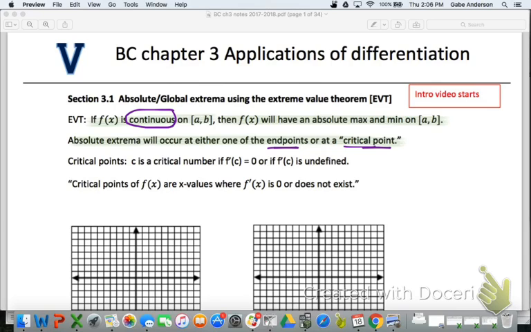I'll use those terms interchangeably. C is a critical number or a critical point if f prime of c equals 0, or if f prime of c is undefined or does not exist. As you guys know, f prime of c equals 0 is where you have a horizontal tangent line. f prime of c being undefined has a number of reasons, one of which could be one of those sharp points or cusps. And so those are potential absolute extrema, absolute min or max. So critical points are where f prime is 0 or does not exist. That's that familiar phrase, hopefully we remember from last chapter.